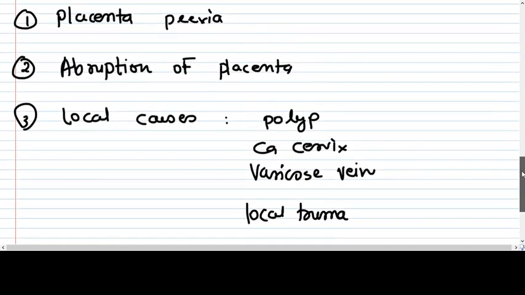antepartum hemorrhage. Antepartum hemorrhage means bleeding that happens before partum, before delivery. Partum means labor. There is bleeding before labor and there is bleeding after labor, which is called PPH, postpartum hemorrhage. So you need to understand the very basic, clear differences.